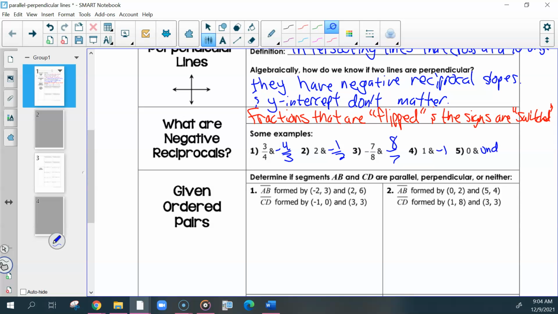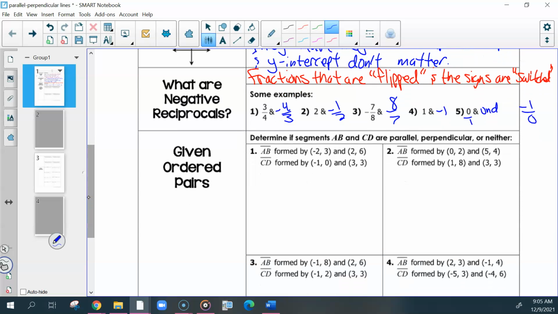So the reason this is, if you were to take 0, put it over 1, and then flip it and make it negative, it doesn't matter if it's negative or positive, anything over 0 is still undefined. So when you get a 0 over a number and a number over 0, know that those are going to be negative reciprocals and perpendicular. 0 is y equals, or horizontal, and the other is vertical, x equals.